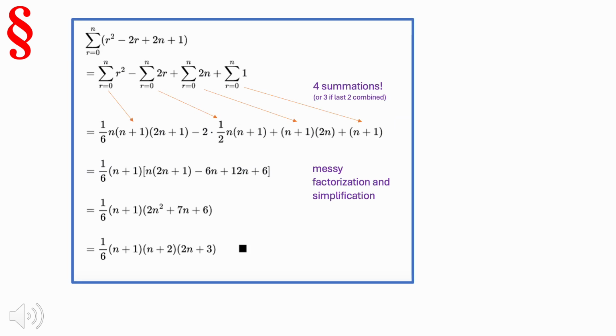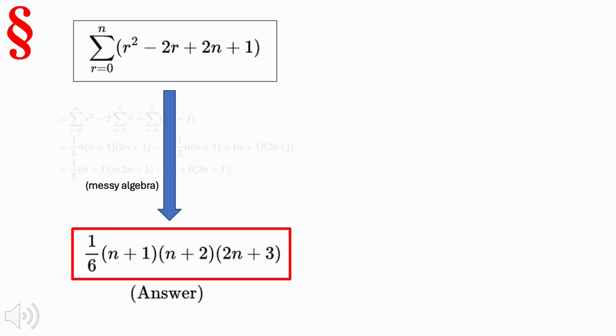The standard method uses the formula for the sum of squares and sum of integers. This involves doing 4 separate summations, and then factorizing, combining, and simplifying terms. This can be quite a tedious and messy process. After all that messy algebra, we arrive at the final answer as shown.